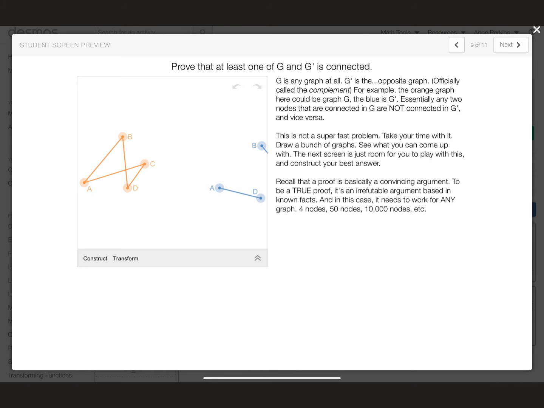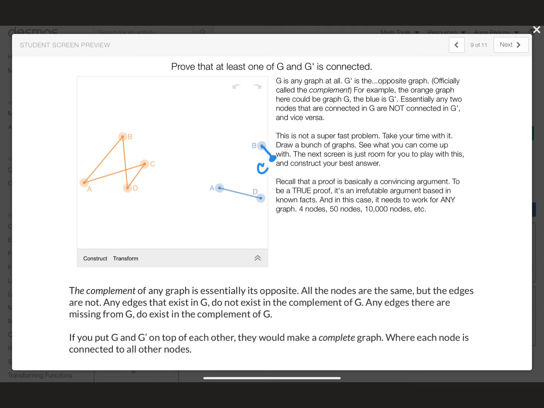And then there was this one. Whew, quite the doozy. Sorry that I got cut off here, so just imagine that that's got a C right there. This is the statement that you're trying to prove. Prove that either G or its complement is connected.